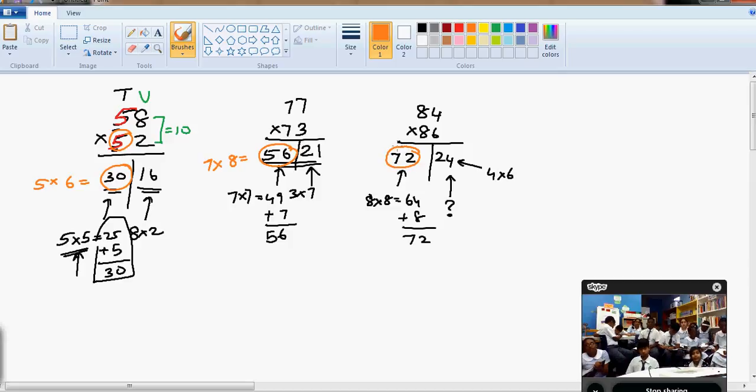So again, let's think. I got this 7 over here, I got this 5 over here. So I'm just thinking, if I get this 8 over here, 8 times what number is 72? 9. Do you see some pattern again over here?